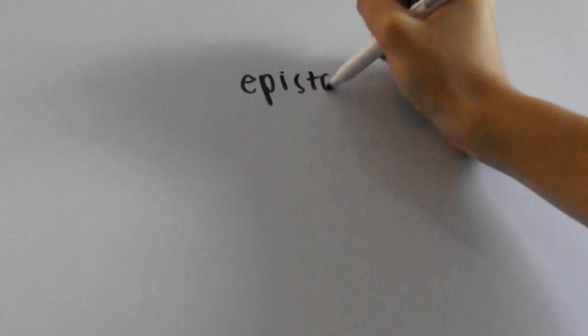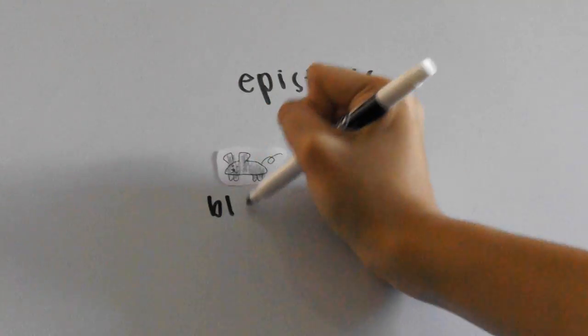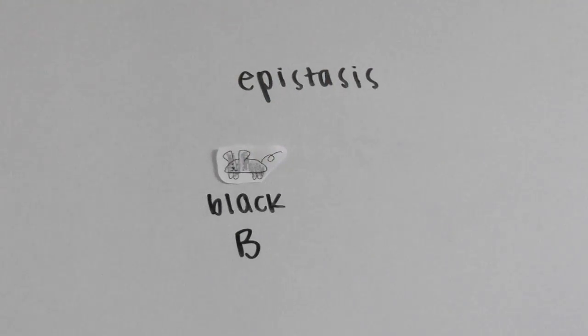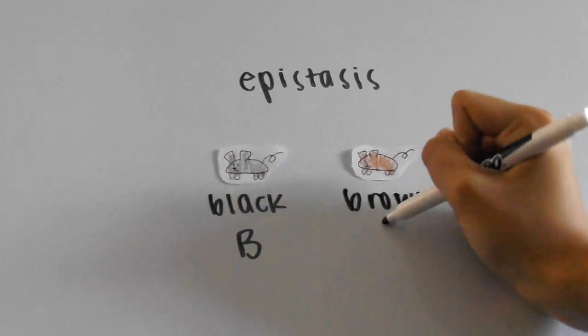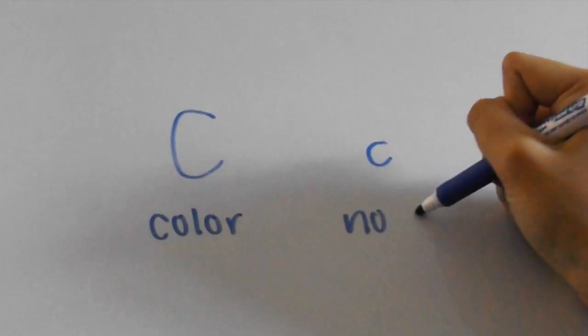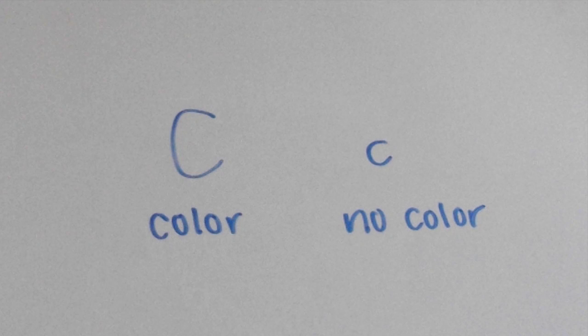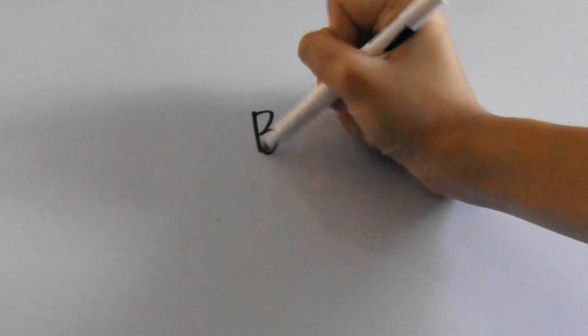Next up is epistasis, which is when one gene can mask the expression of another. So let's say that a mouse has a gene for fur color. It can either be brown or black. Black is the dominant allele, and brown is the recessive allele. But there's also another gene that determines if the mouse has any color at all. So we'll say that capital C stands for color, and lowercase c, which is the recessive allele, will stand for no color. Alright, so a mouse has this genotype.